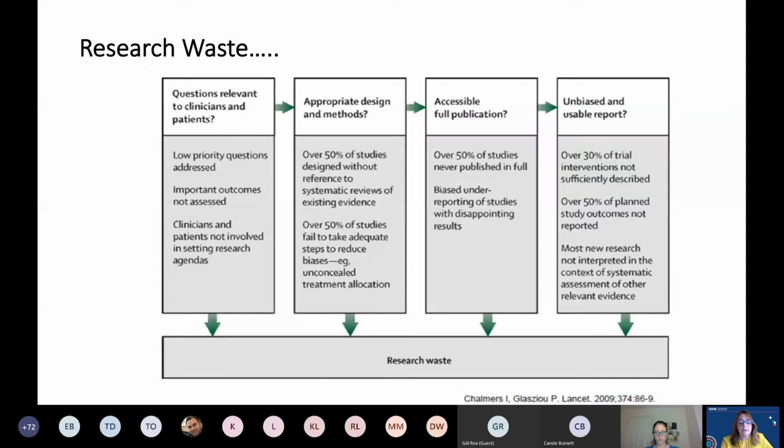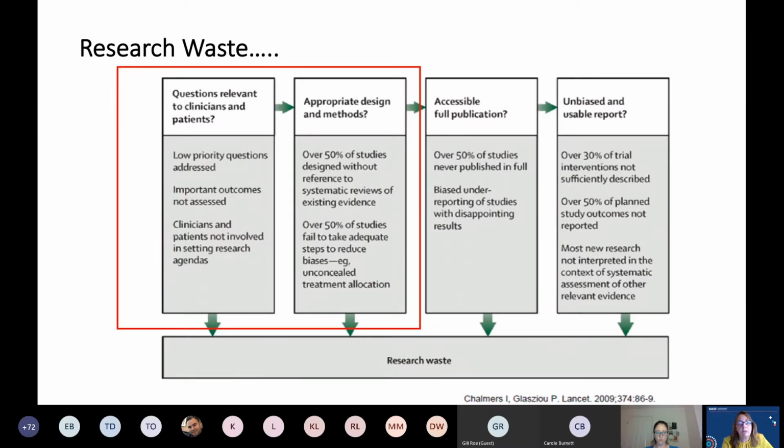This is now 11 years old, but it's still a really powerful summary. It was done by Chalmers and Glasziou and published in The Lancet, and it talks about research waste. What we're going to focus on is the first two elements of research waste. These are the things that you can avoid by asking the right question and making sure that you've got the right methods. The other two are more around whether or not it's actually able to be published, and I don't want to focus too much on those.